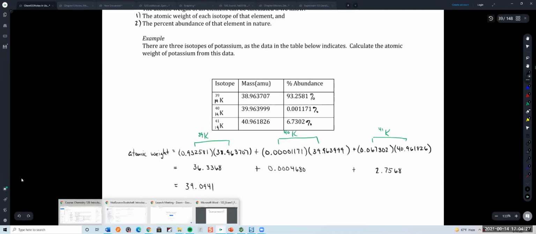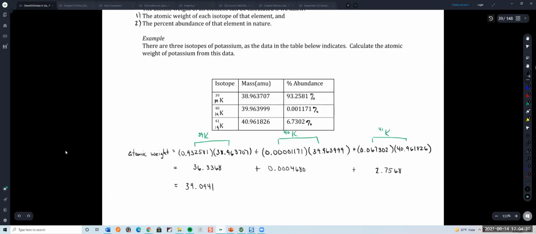Which is close to what the value says on the periodic table. And the units of all of these were atomic mass units, AMUs. Okay, so that's the average mass of a potassium. Any questions on how I did that? No? Okay. Let's try one more.